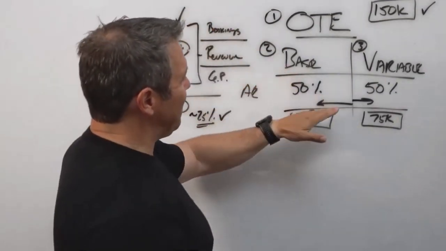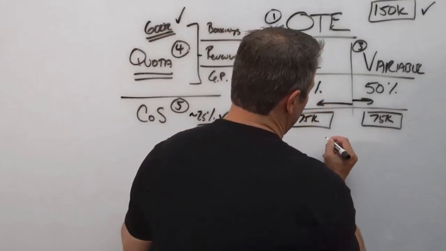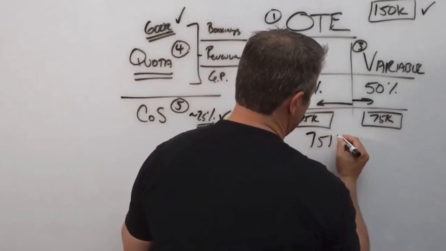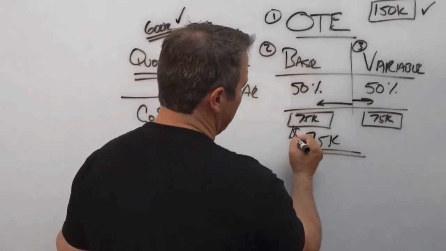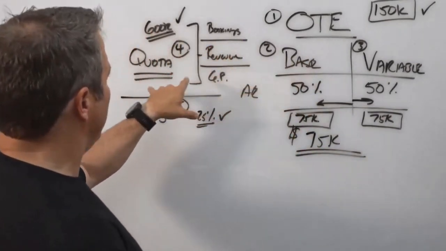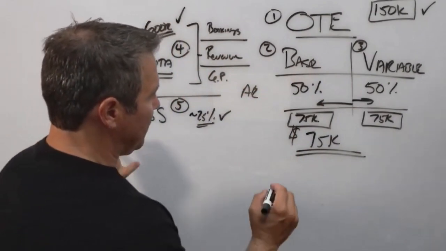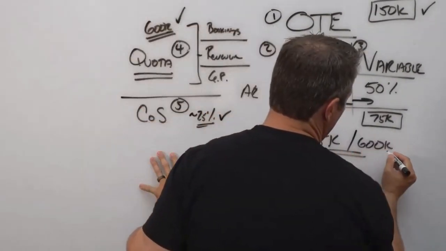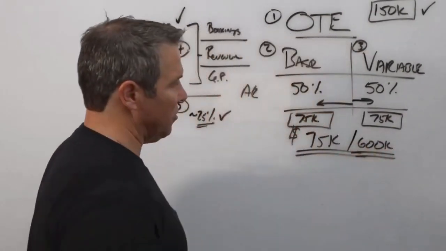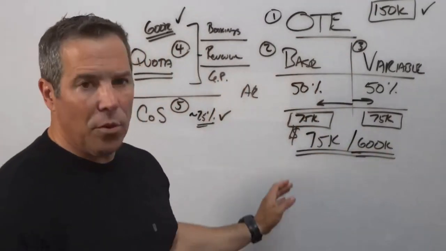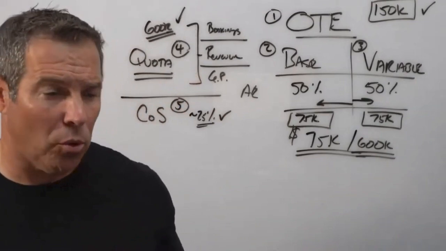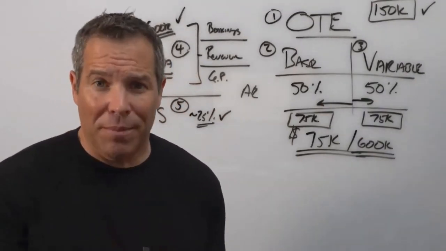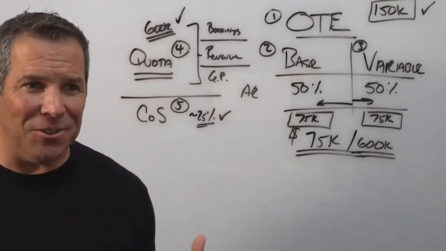When we get into base and variable, we've got 75K that we need to split out, compensate on. We need to generate 75K in variable commission on that quota of 600K. So how do we turn 75K into 600K? Well, one way that we could do it is we could just pay a flat 12.5% across the board. I do not recommend that. I don't think that makes any sense. And here's the reason why.